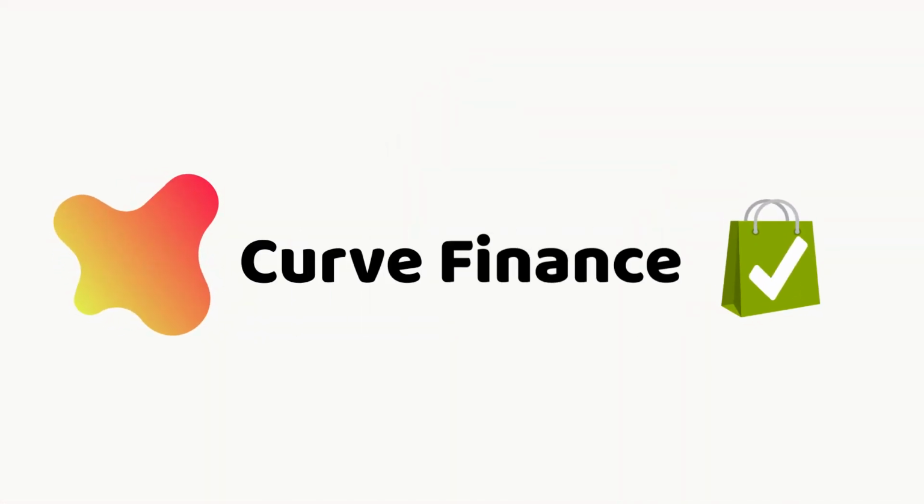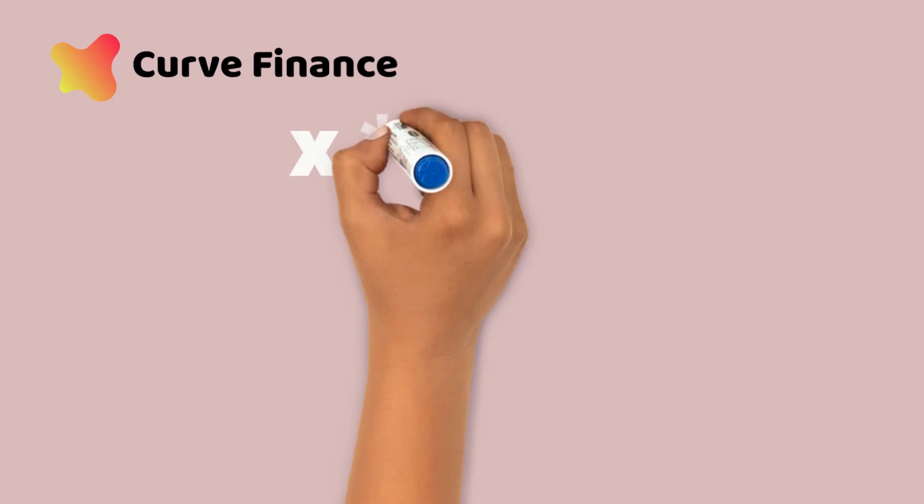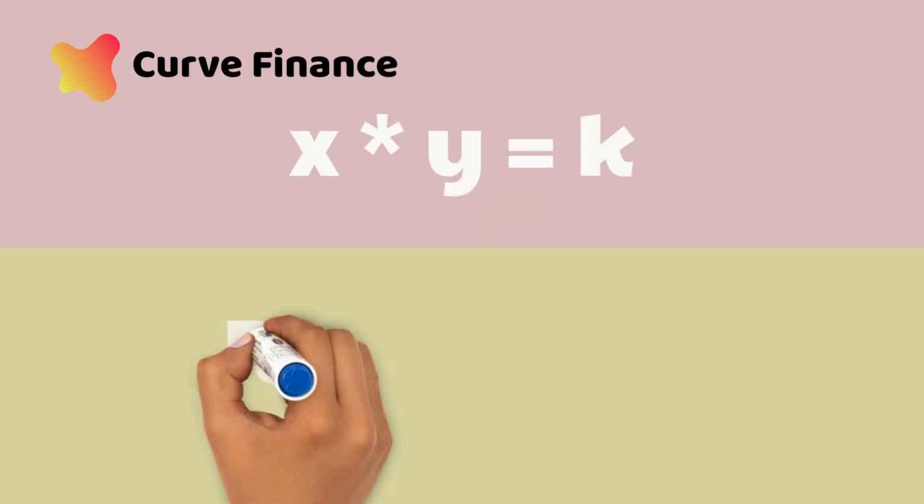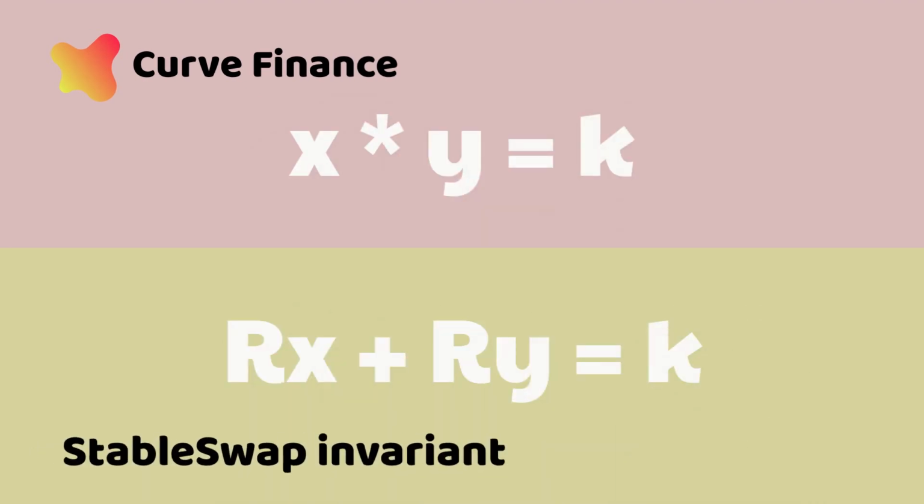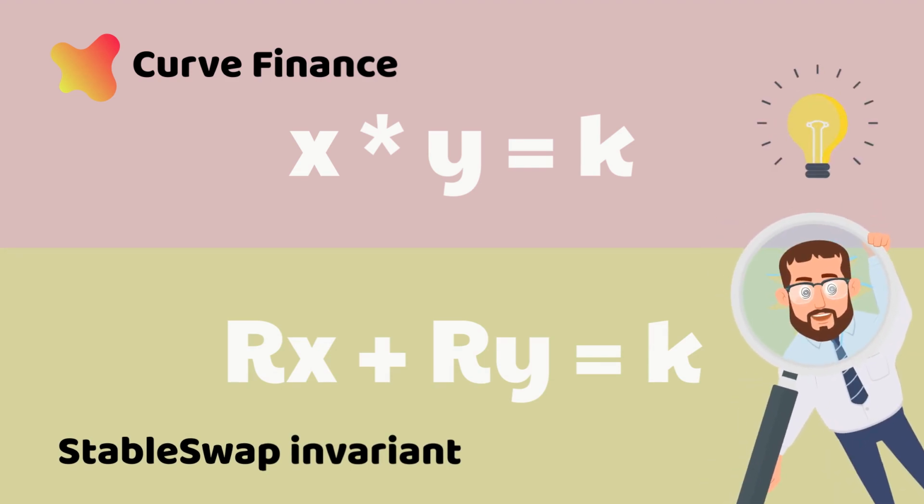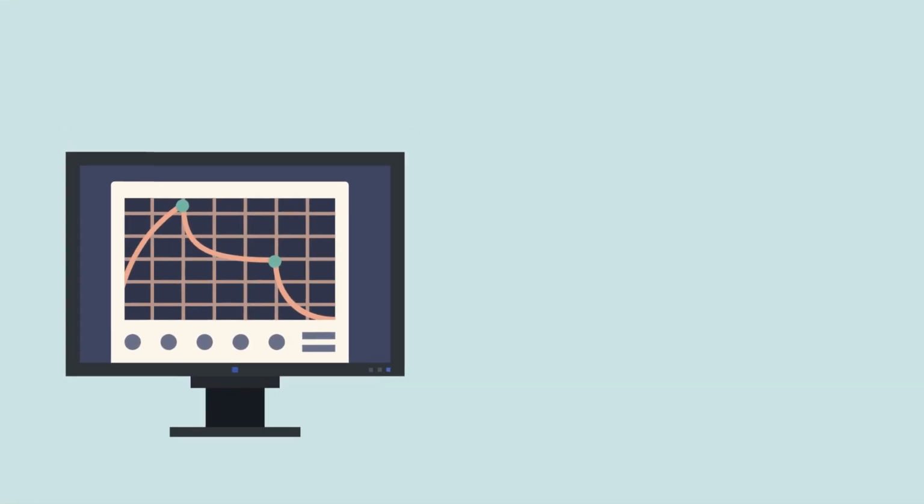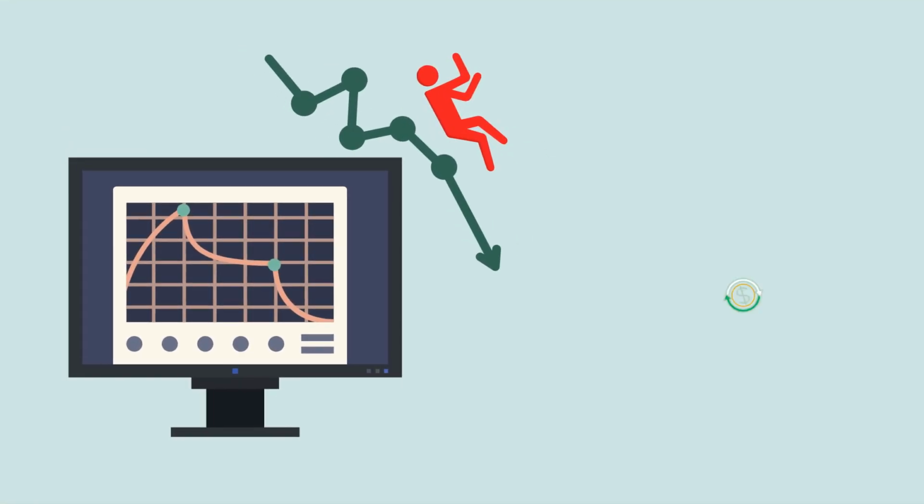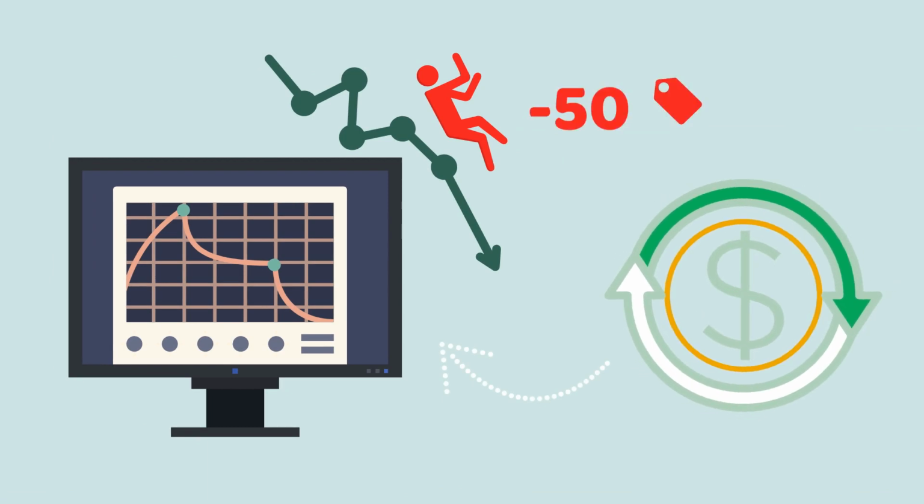That is, until Curve came onto the scene. Curve Finance took the constant product algorithm and improvised on it to come up with their own version called the stableswap invariant. Again, the math behind it is a bit too technical for this video, but here's the important thing to know. The stableswap algorithm allows Curve to dramatically reduce price slippage for large transactions between stablecoin pairs.